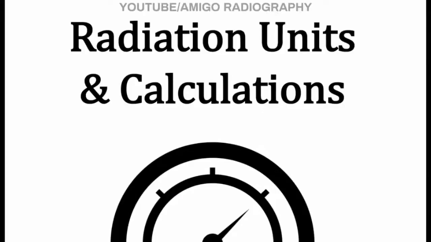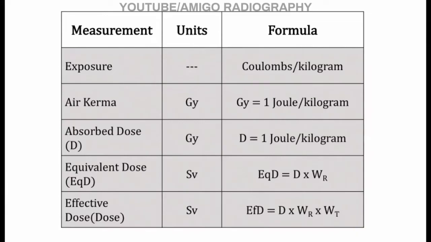Hey guys, this short lecture is on radiation units and calculations. So there's lots of units and measurements and formulas associated with radiation, but fortunately all of these have very specific relationships with each other. So here's an example of all of those measurements, units, and formulas. We'll look at these all in the context of practice problems, but just a few things to point out.